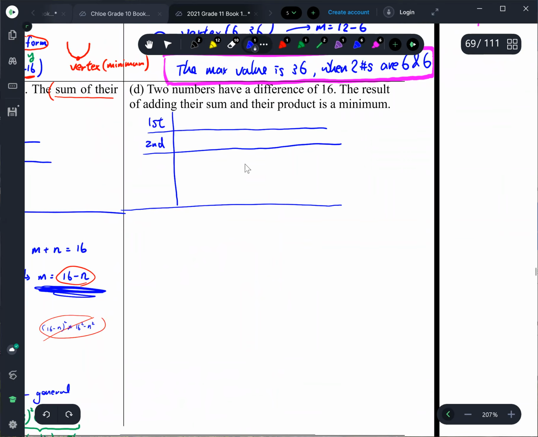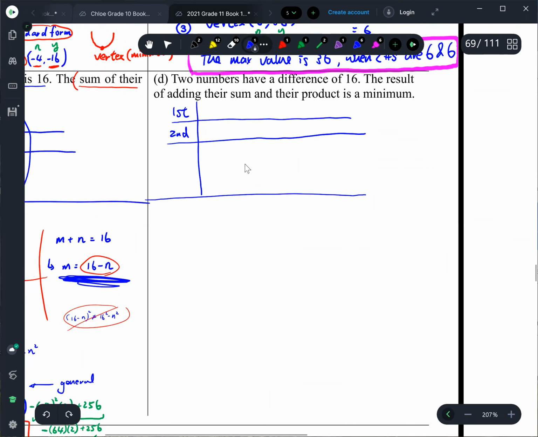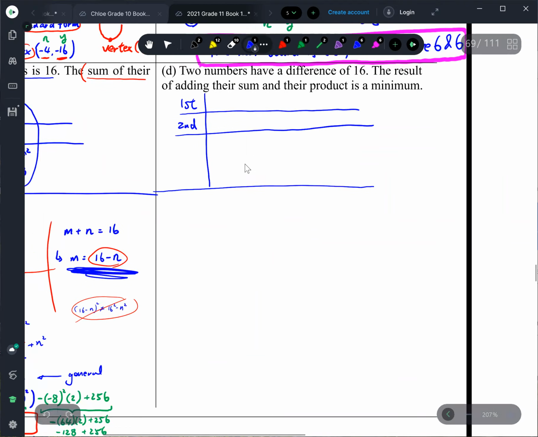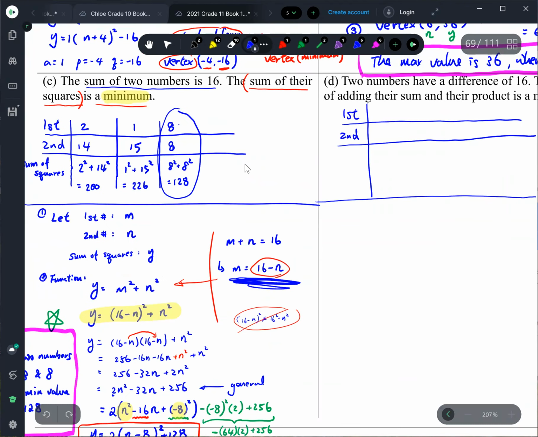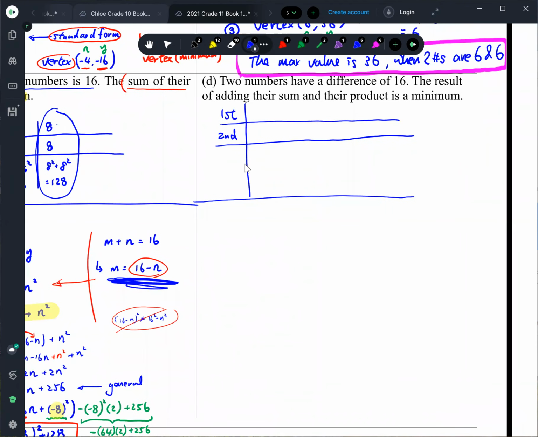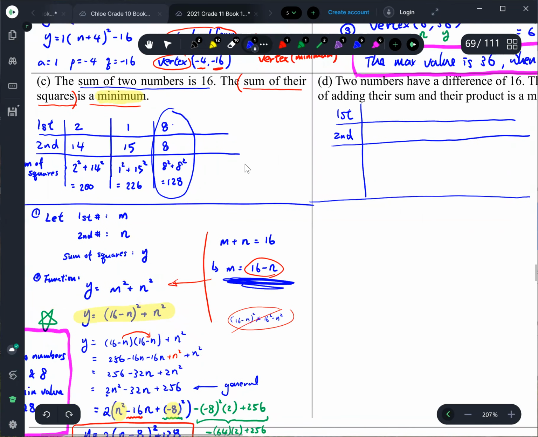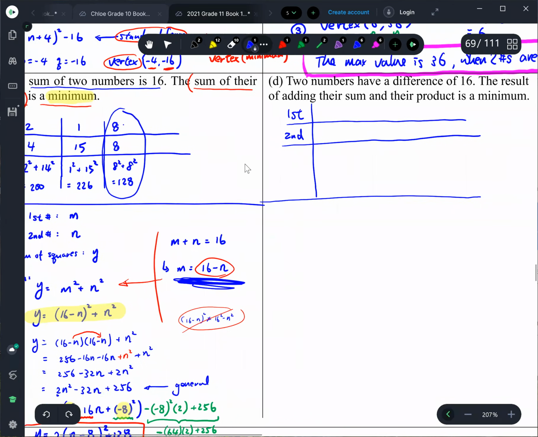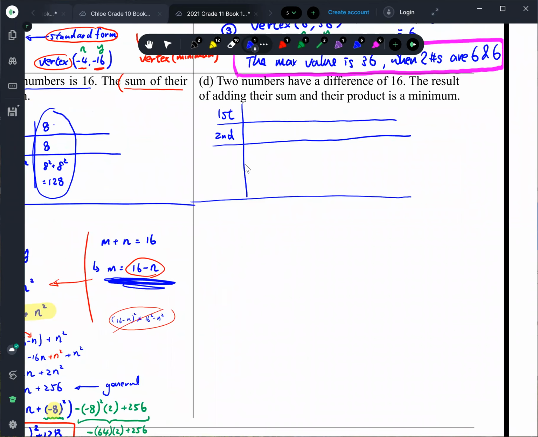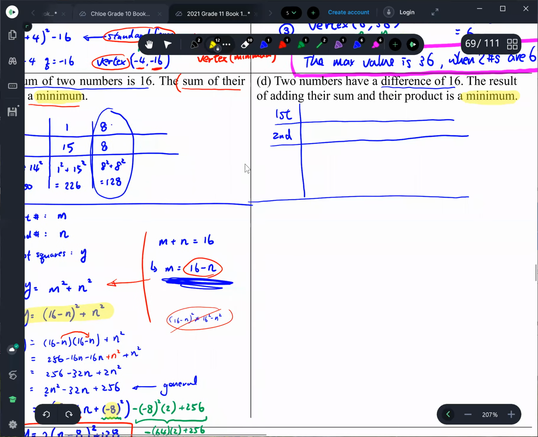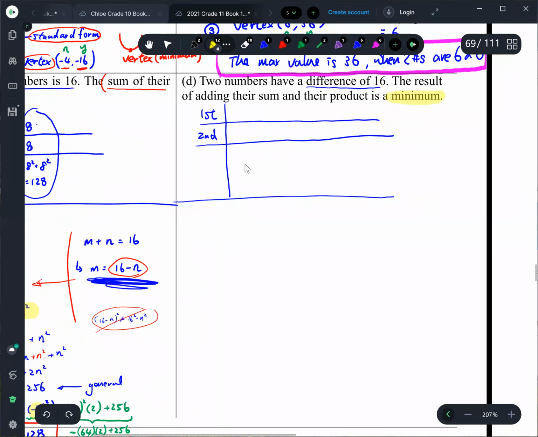Okay, so try to compare with the last question, right? So two numbers, also two numbers, right? Have a difference of 16 instead of sum. This time we have a difference, right? Difference of 16. And the thing that you want to make minimum, right? This time is also minimum.